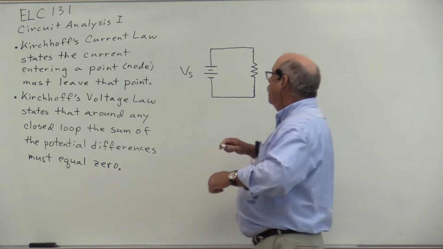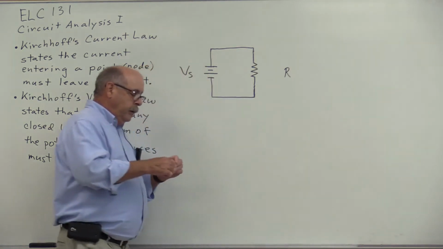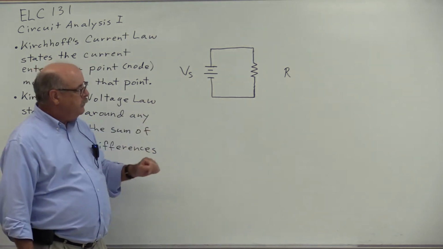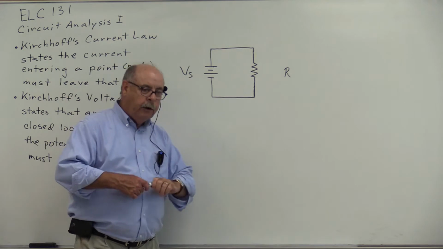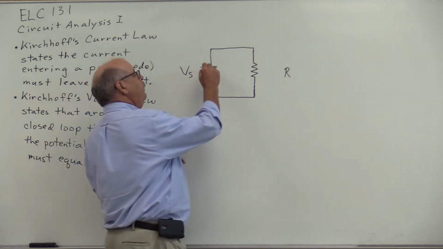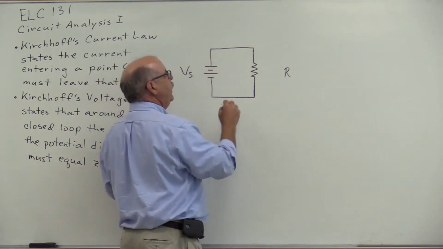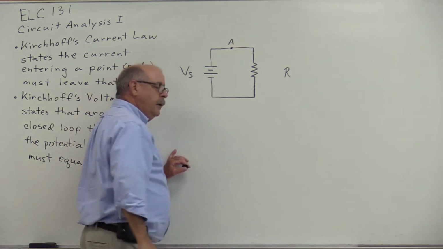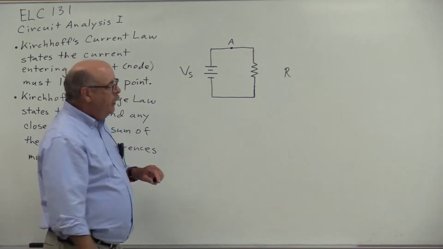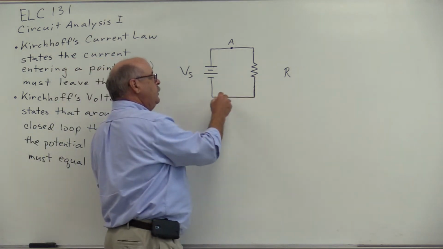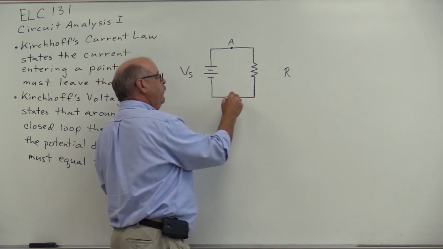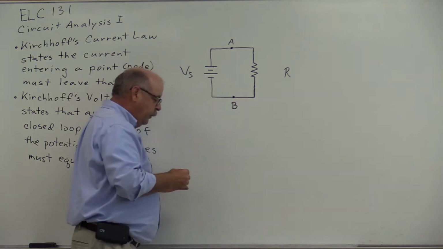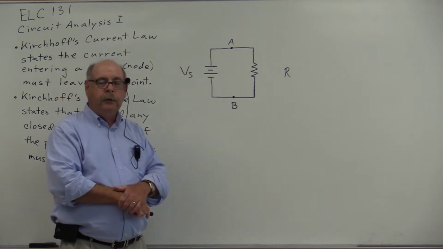So, in this simple circuit, we have a voltage source, Vs, and a resistor, R, and where the positive terminal of Vs connects to R is a node, and we'll refer to that as node A. And where the resistor R connects to the negative terminal of the voltage source is another node, and we'll refer to that as node B.